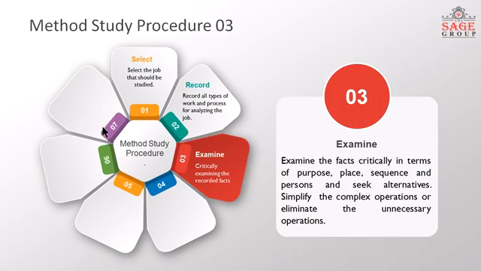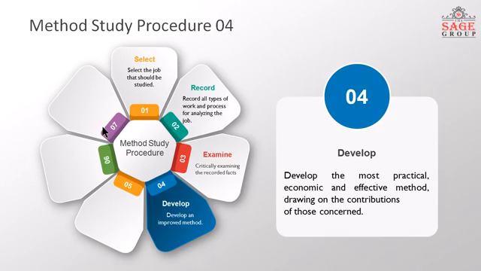This is the most important step, because after recording the process, in this step we find out what to do and what will be done. And according to our examination of the recorded facts, we have to develop the most practical, economical and effective method so that it can serve our purpose. So the fourth step is to develop a model or some solution or a method for the problem that we selected.